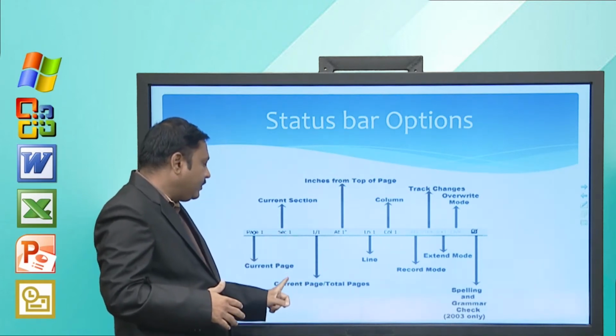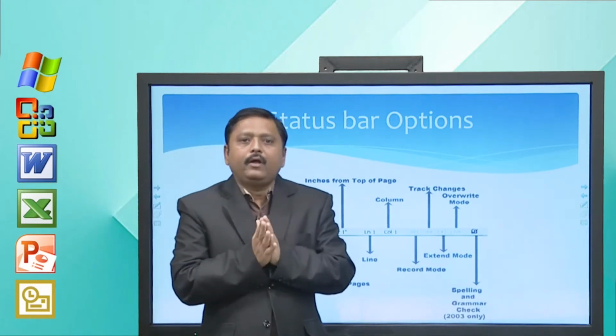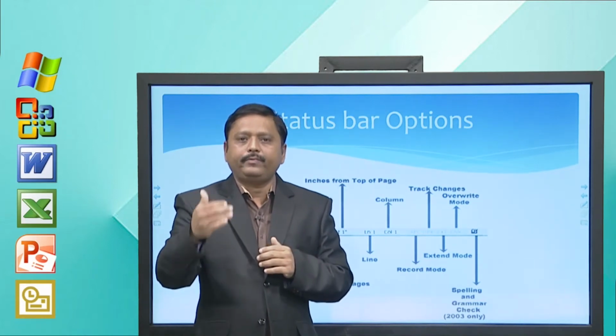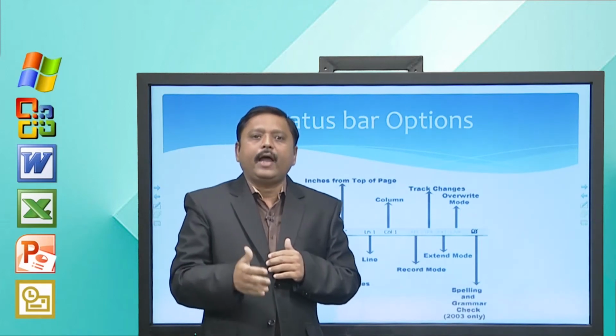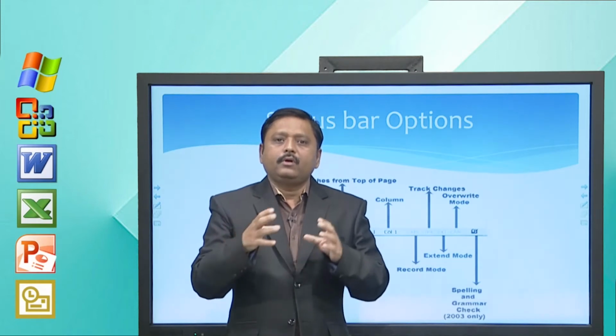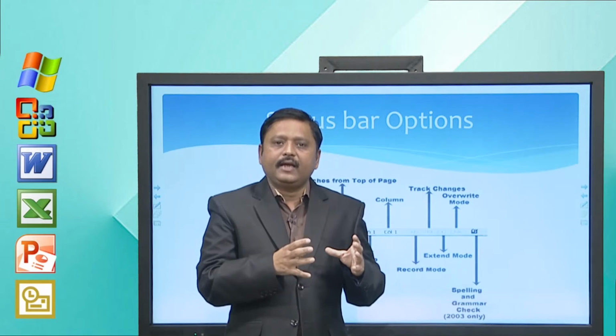Third is the current page / total pages. For example, our document has 60 pages and we are currently working on the 5th page, then it displays 5/60, that is 5 out of 60. So, the third item shows on which page number you are working and how many pages there are.